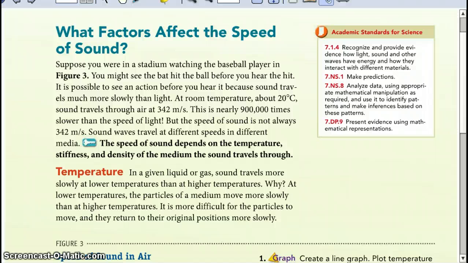The speed of sound depends on the temperature, stiffness, and density of the medium the sound is traveling through. Temperature. In a given liquid or gas, sound travels more slowly at lower temperatures than at higher temperatures. Why? At lower temperatures, the particles of the medium move more slowly than at higher temperatures. It is more difficult for the particles to move, and they return to their original positions more slowly.